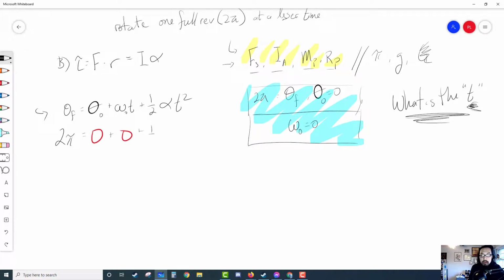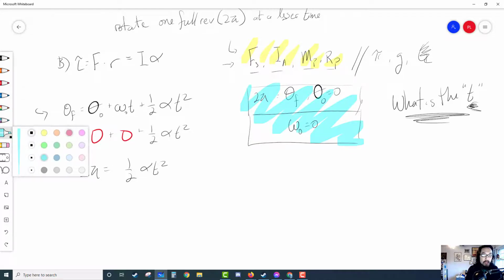Okay. All right, and then we have 1/2 alpha t squared. So I'm going to clean this up a little bit. 2 pi is equal to 1/2 alpha t squared. Now from here, we have to check ourselves. Can we even use this equation? And the answer is no, because we have variables that we cannot use. So I will highlight the variables that we can use, and that will help us identify which ones we have to fix.